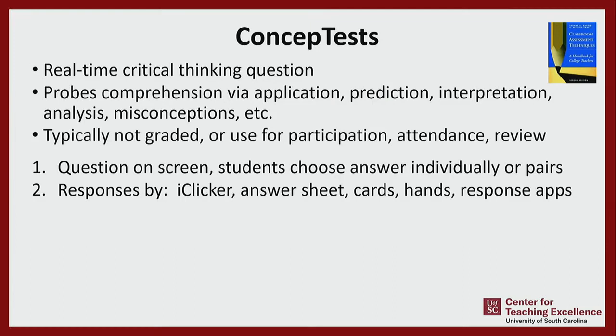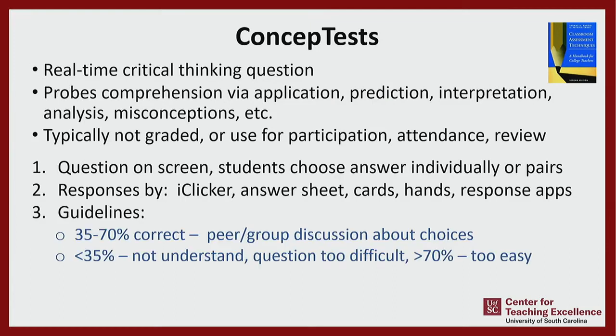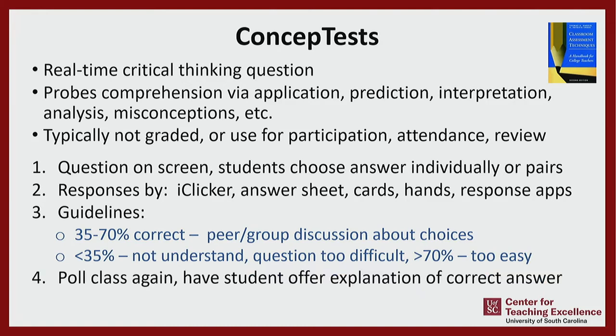That's what these are. Typically, and this is just a general guideline, when you see that students answer about 35 to 70% correct, this allows you to say, okay, let's talk about the ones that you missed. Get with a group, talk about why you missed them. If fewer than 35% were correct, it may have been too difficult. Generally, above 70% they were too easy questions. That's just general. I mean, you can set your own standards for that.